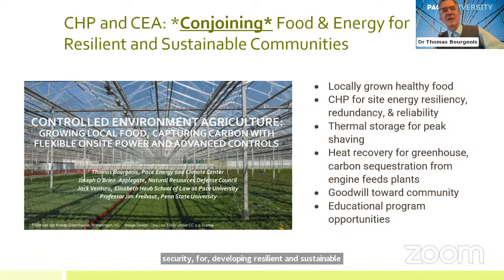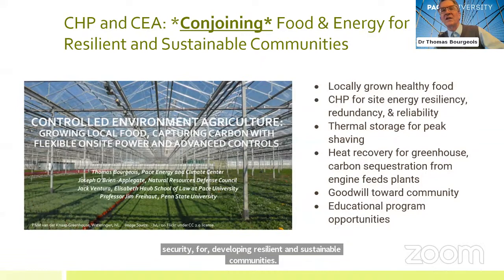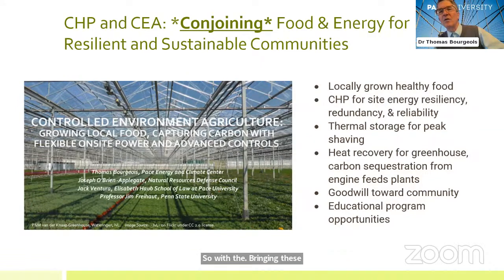So with bringing these two things together, you can get locally grown food. The CHP, I'll explain a lot more later, is generating power at your site. And in this case, we're talking about either a high-tech greenhouse or a vertical farm. Although we focus most of our attention on the greenhouse aspects, vertical farms are a great opportunity, but we see that as a little bit less far along for an immediate solution.